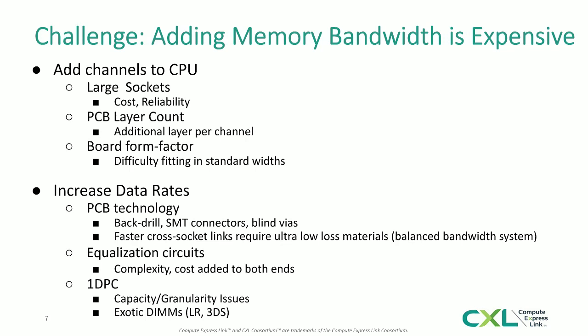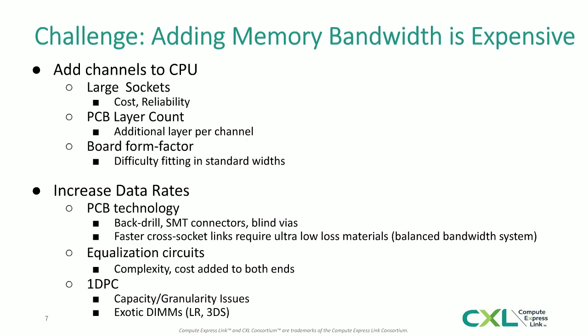The other side of this increased data rate is that in a multi-socket system, you also have to scale the bandwidth between sockets so that the remote socket can get reasonable bandwidth to the remote memory. And that requires additional layers and low-loss materials to support. Also, in order to get data rates higher, more digital signal processing is required, which adds cost and complexity to both ends of the device and the controller.